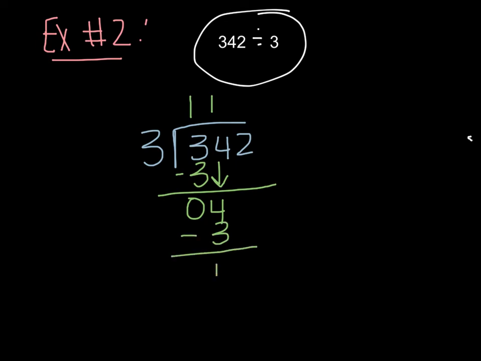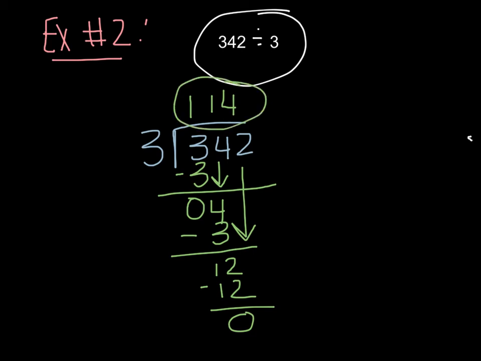When we subtract, bring down the 2. How many times does 3 go into 12? Goes in 4 times. And we have 0 remainder. It goes in evenly. So our answer is 114. The first digit we placed was the 1, and we put that over top of the 3 because 3 goes into 3 evenly.